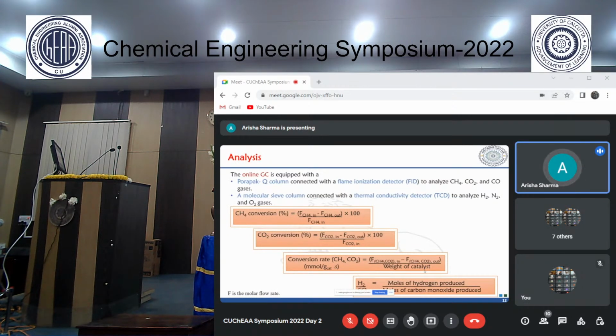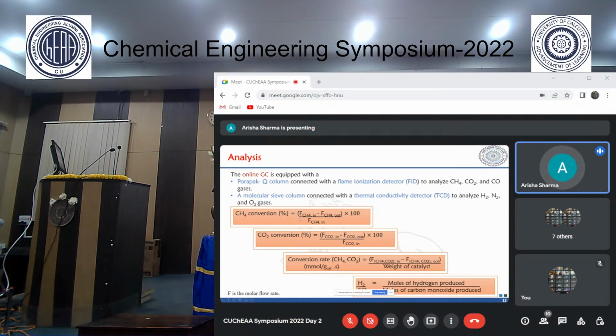For analysis purposes, we have the online GC, and it is equipped with 2 columns. The first is the PoraPak Q column, connected with the flame ionization detector, which is used to analyze organic compounds like methane, carbon dioxide, and carbon monoxide. The other column is the molecular sieve, connected with the thermal conductivity detector, which is used to analyze hydrogen, nitrogen, and oxygen gas.